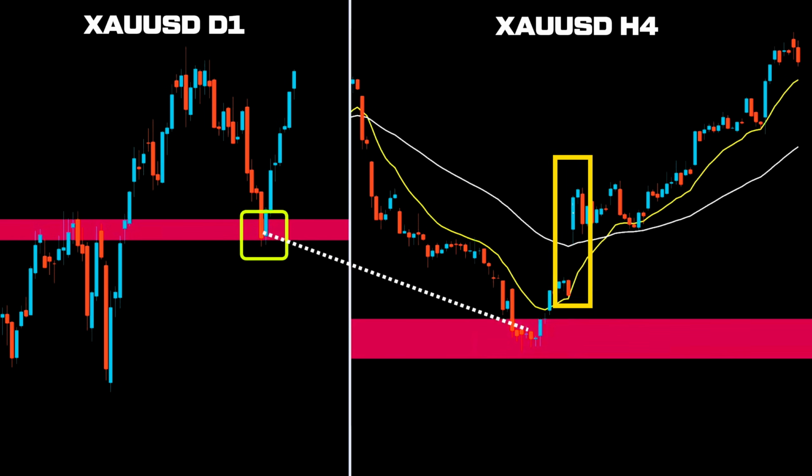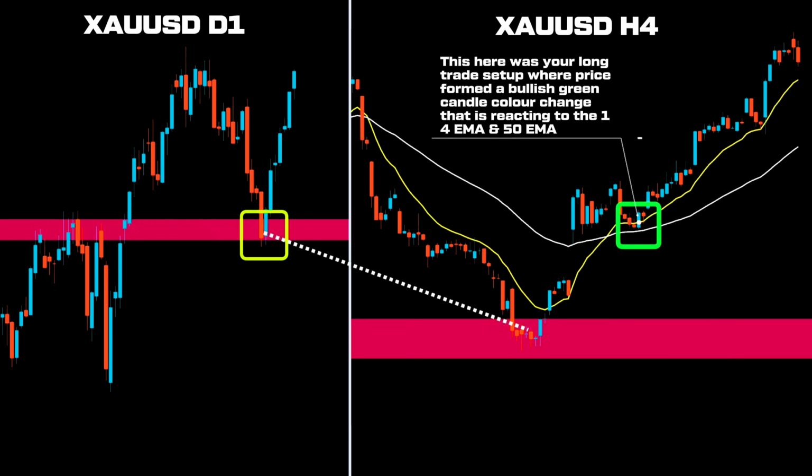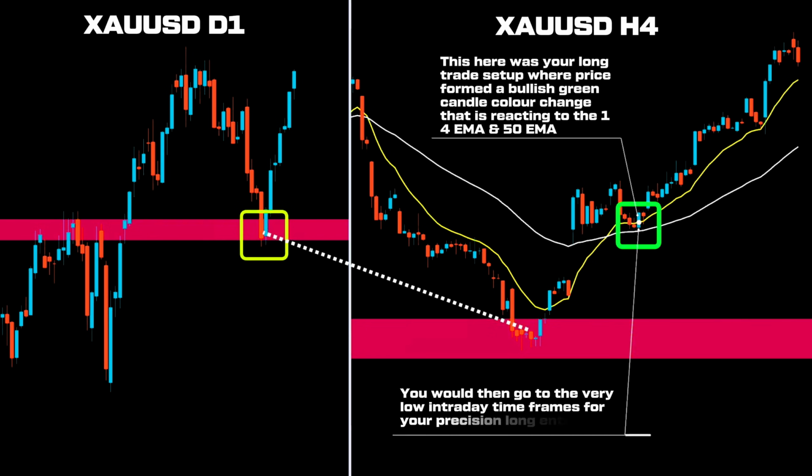On the 4-hour chart, price begins to break its short-term bearish structure by creating a higher high. At the same time, the 14 EMA moves above the 50 EMA, adding another layer of confirmation that bullish momentum is starting to build. A potential long setup develops as price pulls back toward the moving averages and finds support. The combination of bullish price action, a confirmed trend shift, and EMA confluence creates a high-quality area to monitor for buying opportunities.